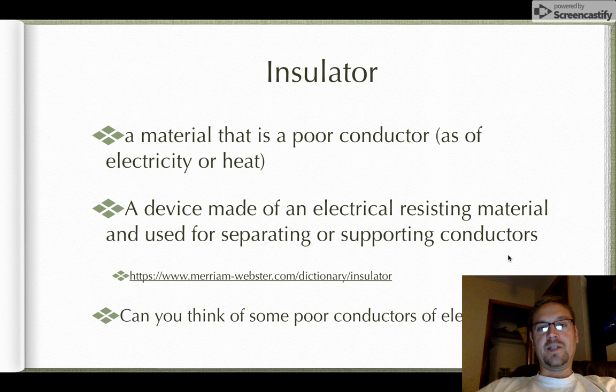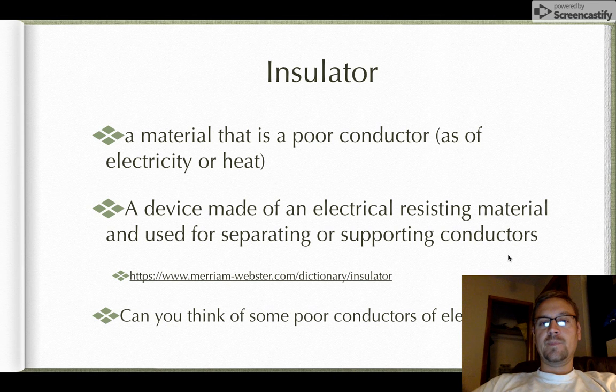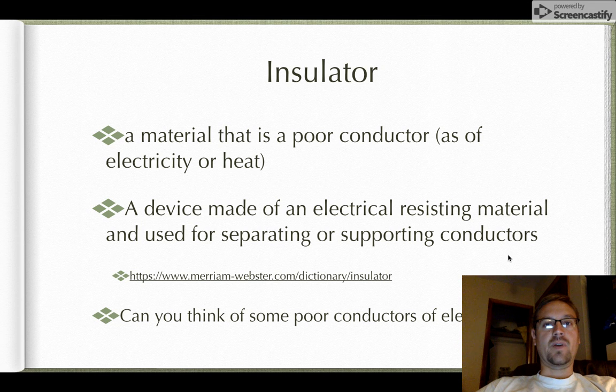An insulator is a material that is a poor conductor of electricity or heat. It's a device made of an electrical resisting material that is used to support or to separate conductors. Can you think of some good insulators of electricity? Maybe you thought of things such as rubber, but maybe some others that you did not think of would be glass or wood. Those are three really good insulators of electricity.